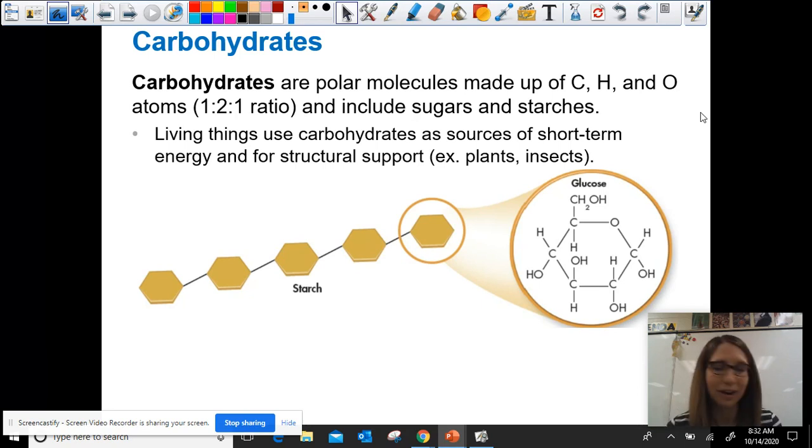In reality, carbs are not bad for you. We all need carbohydrates to function. And one of the things you're going to hear me say in this section is that there's a balance for all of these things.